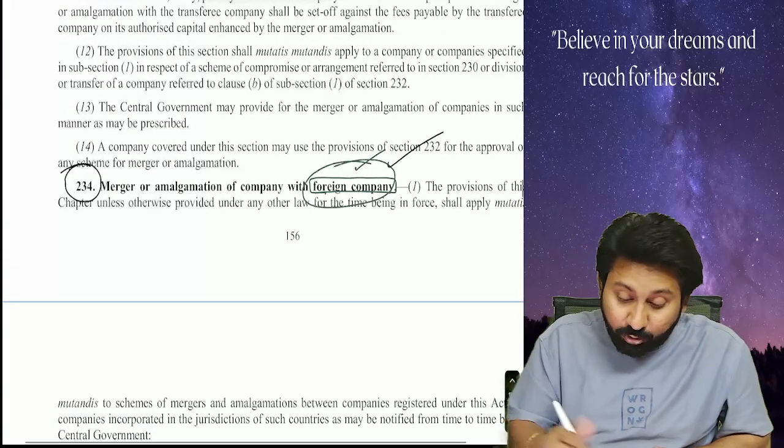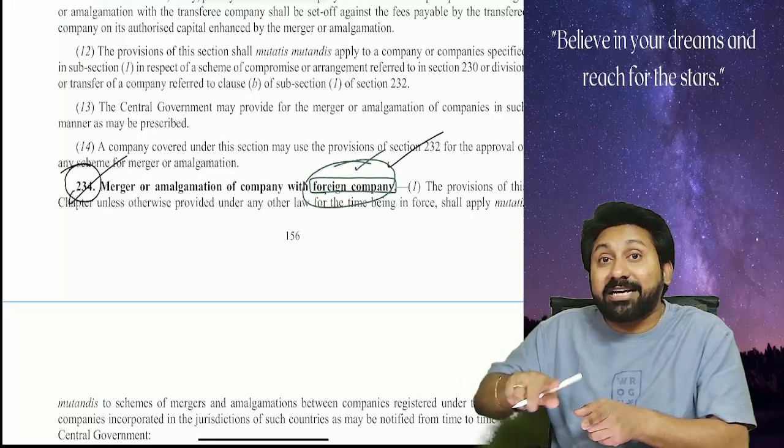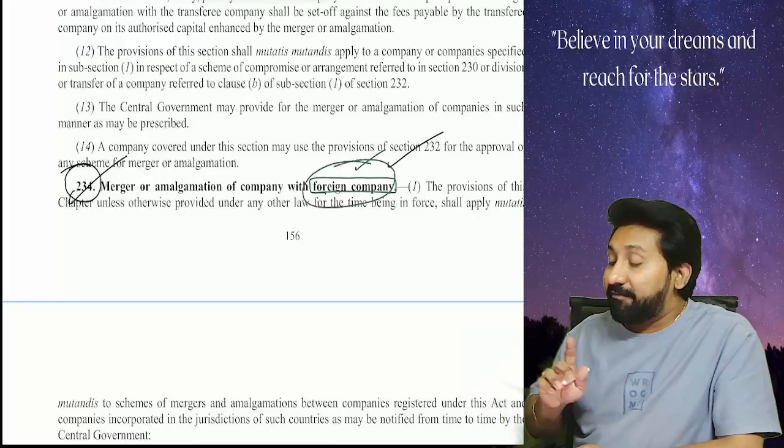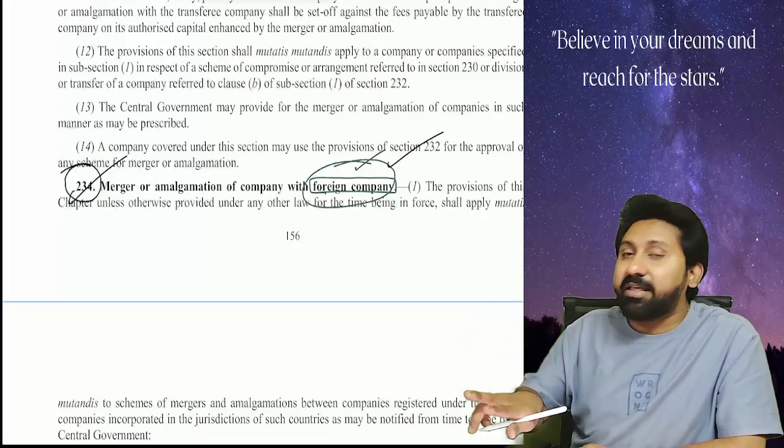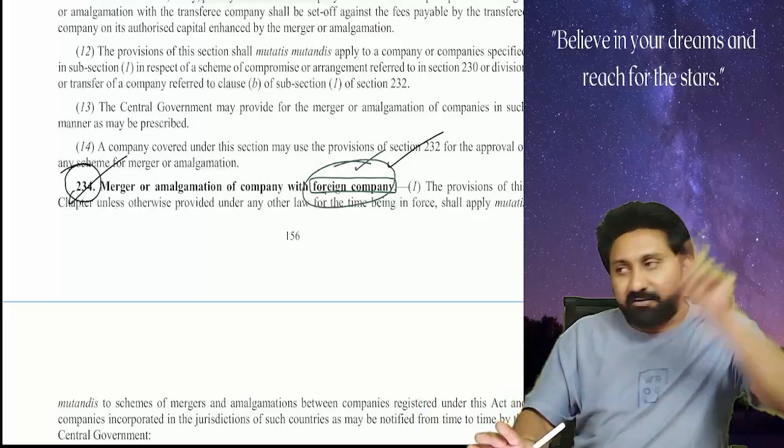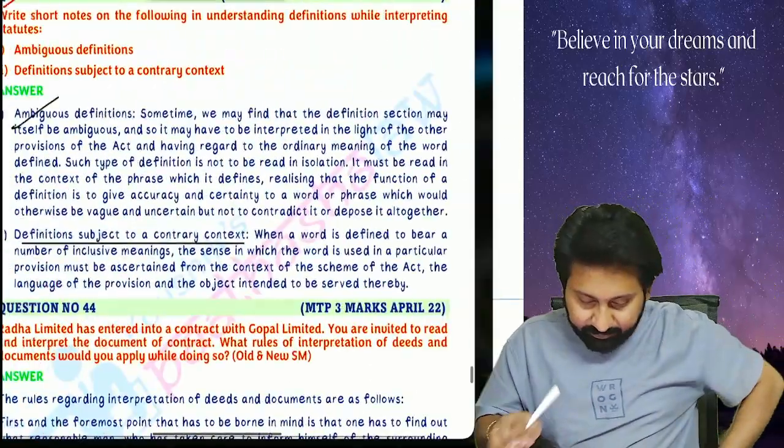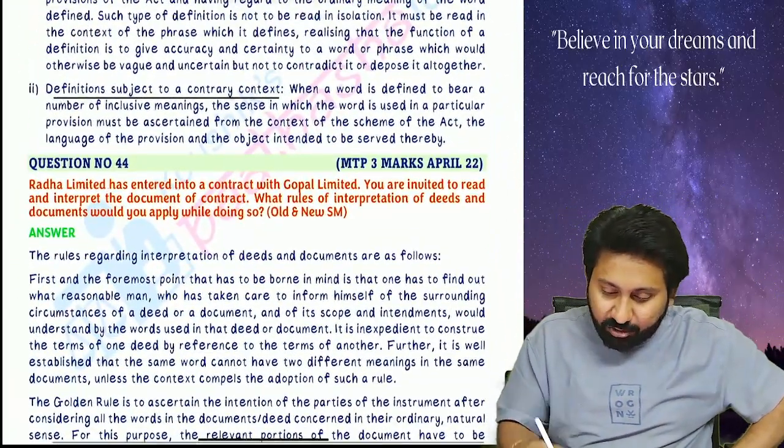Under which section? 234. Now this is the context otherwise providing. It means whenever the context differently provides, follow the different one. Or else follow the definitions. That's the meaning of definition subject to contrary context.